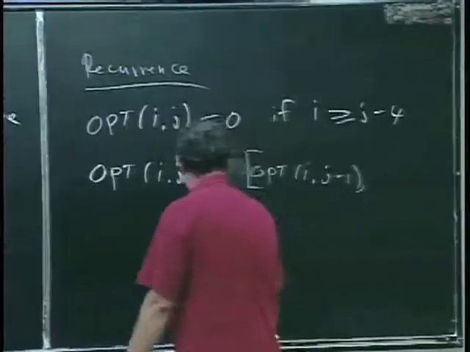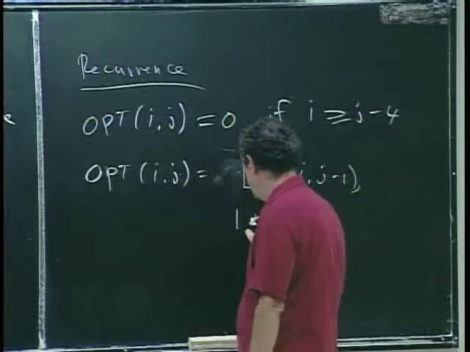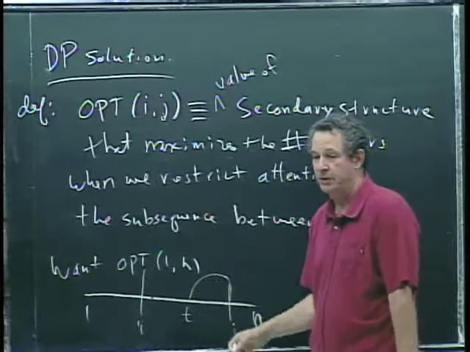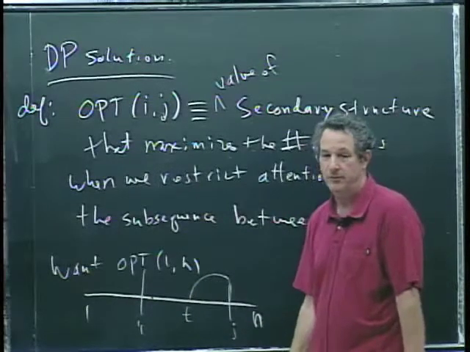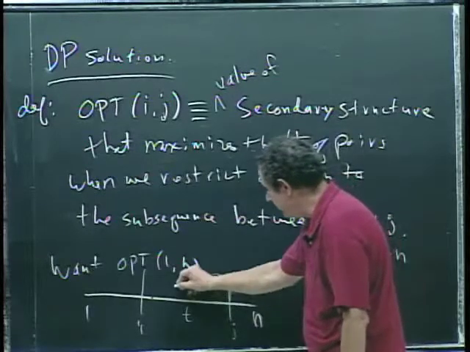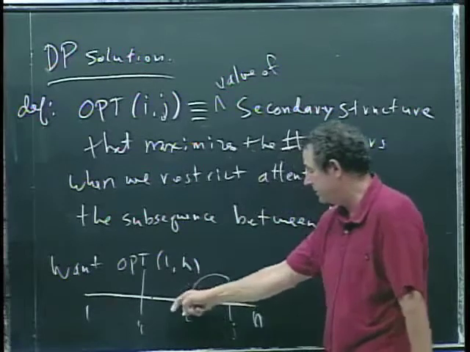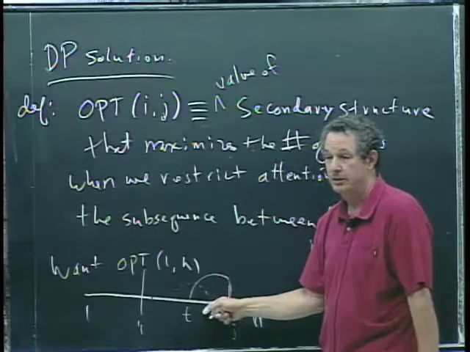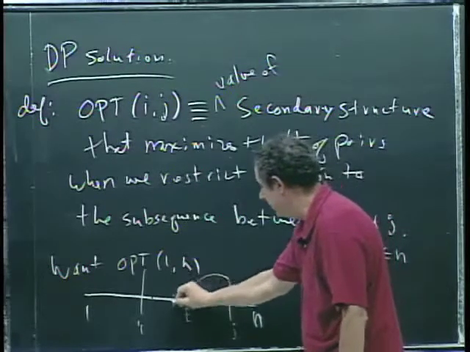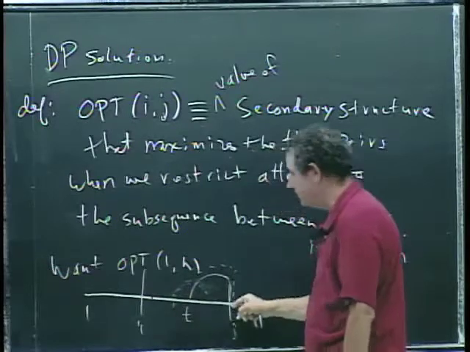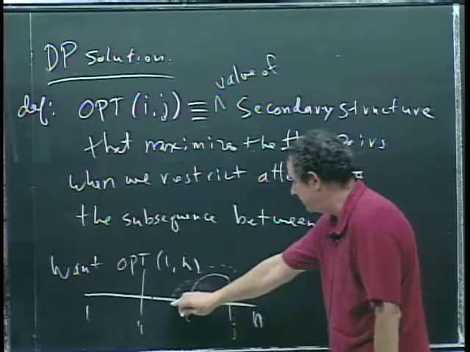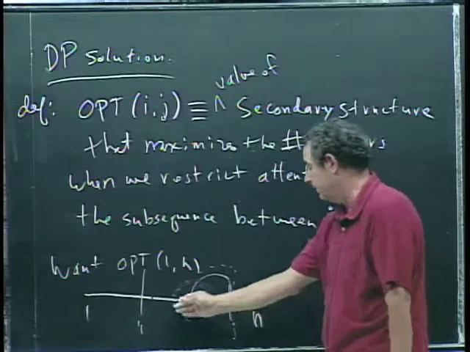But assuming that you can actually pair j with t, then if that's going to be part of the secondary structure, what's the rest of the secondary structure look like? You're not permitted to cross this. You can't have a pairing that starts over here somewhere and ends in there. That's not permitted. You also can't have a pairing that starts over here and goes to j, because j is only permitted to be in one pair. And you can't have a pairing that goes from here beyond j, because we're only looking at the interval between i and j.